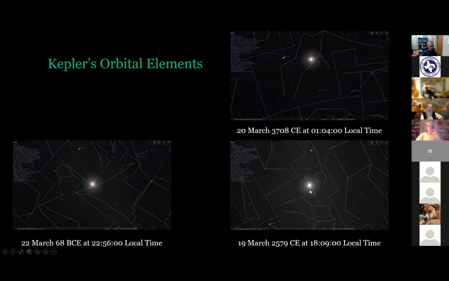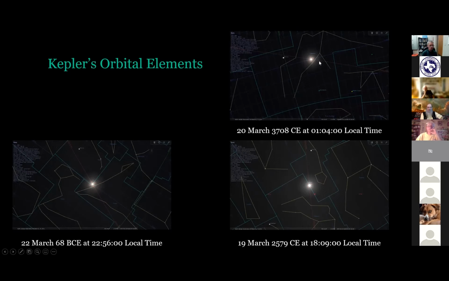Over here is where it crosses from Pisces into Aquarius, on the 19th of March, 2579 CE at 18:09 hours, 6:09 p.m. our time. And as we go further in time, we'll have it cross into the constellation of Capricornus.